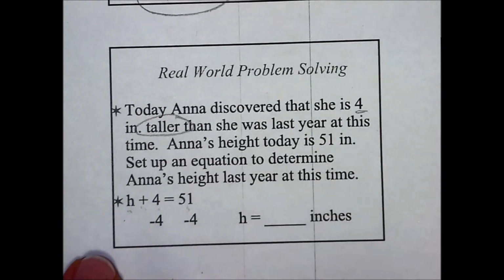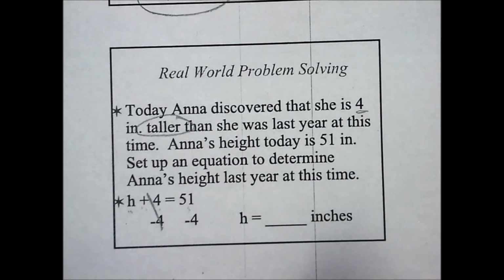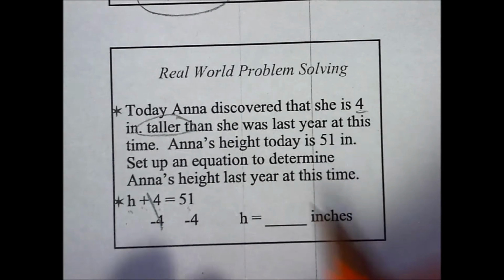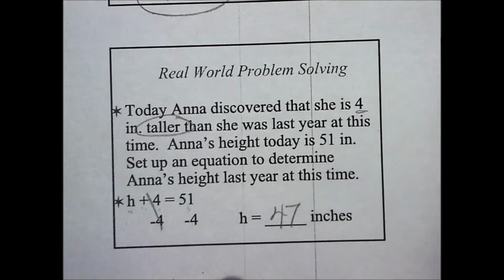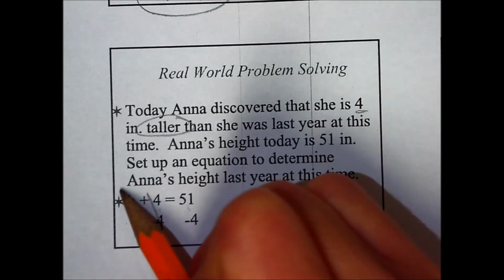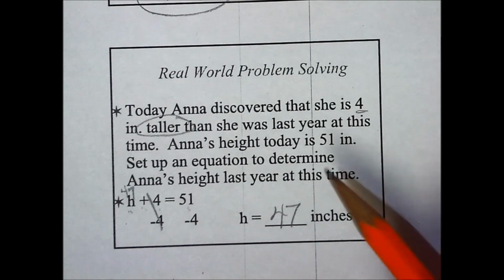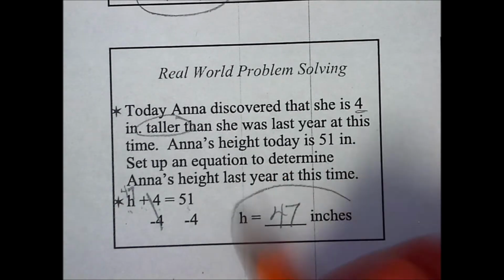So now in order to find what she was last year, I'm going to subtract 4 from both sides so that I can get h by itself. These will cancel out. And then all I'm left to do is 51 minus 4. So last year she was 47 inches tall. I can check this equation. I can plug in the 47 plus 4, and it does check out. I get 51.